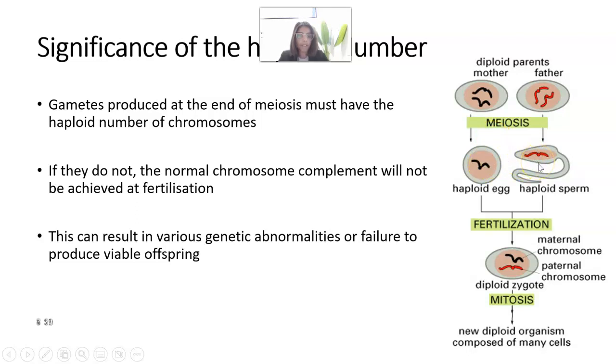When these gametes meet at fertilization, we end up with the diploid number. So the zygote has a diploid number of chromosomes, and that can go on to produce new diploid cells and hence produce a new organism.